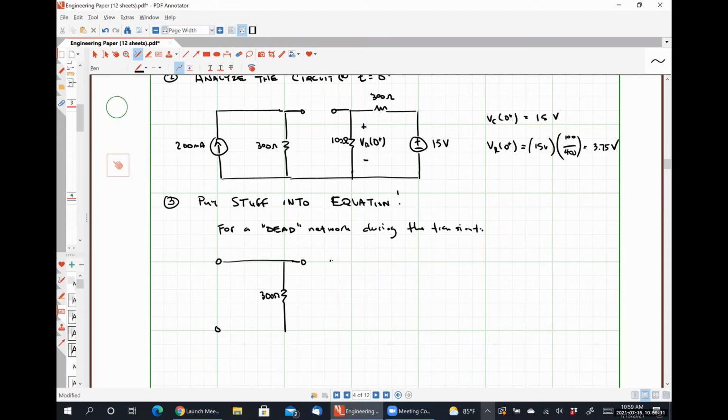Since we're during the transient condition, our switch is open. We have our 100 ohm resistor, our 300 ohm resistor. And because we're looking at this from the perspective of the capacitor, we take the capacitor out of our circuit and we look in through the terminals left by the capacitor. So this is the Thevenin equivalent resistance that we're trying to find. What should it be?